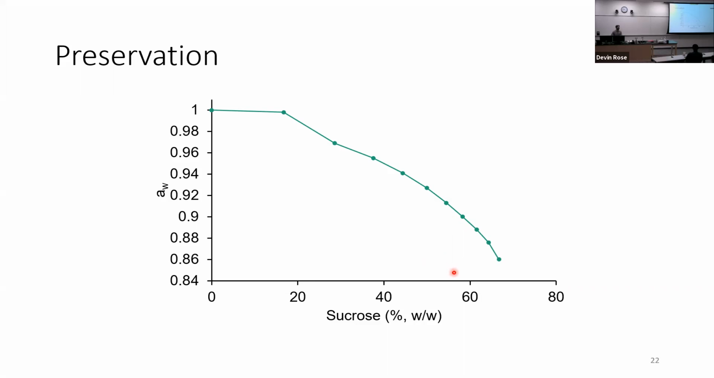In a product like a jam or a jelly, those are going to be typically maybe 65, close to 70% sucrose. So we're not going to get much growing in those because we're way out here. So that's an example of really just taking advantage of that decrease in water activity that sucrose provides to prevent stuff from growing in it.